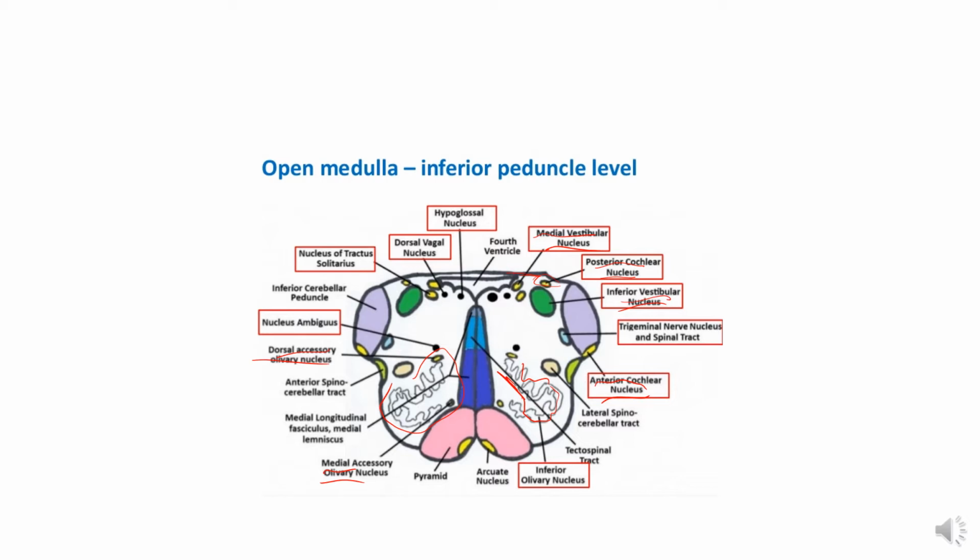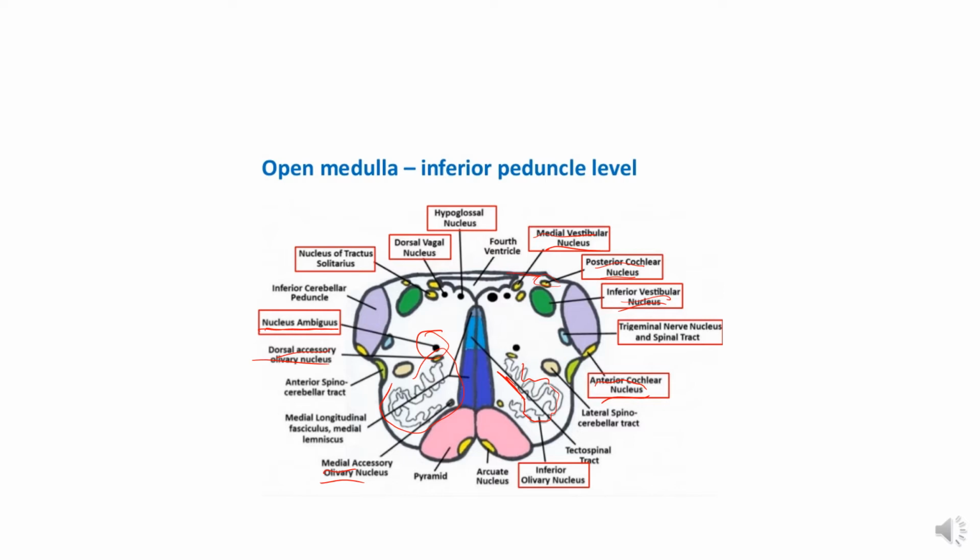Nucleus ambiguus. The nucleus ambiguus consists of large motor neurons and is situated deep within the reticular formation of the medulla. Here you can see the nucleus ambiguus. The emerging nerve fibers join the glossopharyngeal, vagus, and cranial part of accessory nerve and are distributed to the voluntary skeletal muscles.